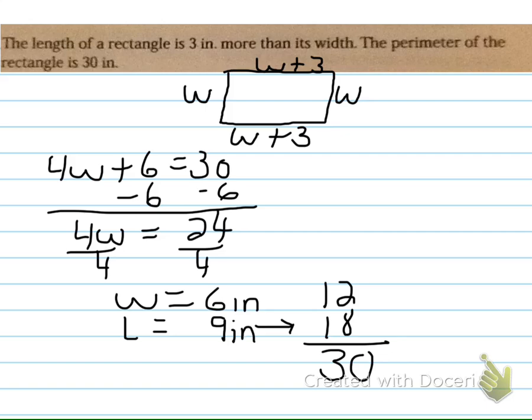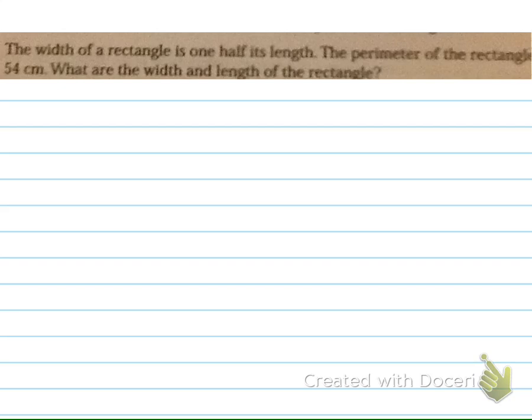Okay, and on to the next problem. The width of a rectangle is 1/2 its length. So once again, I'm going to begin by drawing a picture, and you might want to hit pause now and see if you can do the defining of variables and setting up the picture and equation on your own, and then push play and see how you did. Here we go. The width is 1/2 the length. So the length is not known, but the width is 1/2 of that not known length.